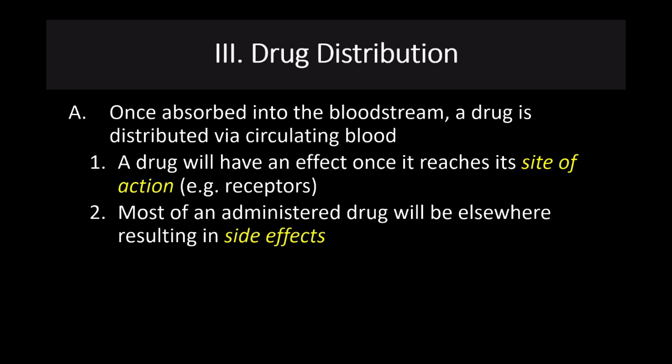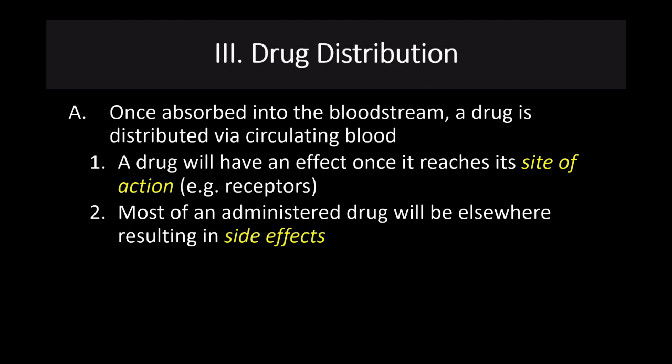So we've been talking in the last lecture about drugs being administered. Now we're going to talk a little bit about how drugs get throughout the body. Once a drug is absorbed into the bloodstream, it's distributed via circulating blood. The drug will then have its effect once it reaches its site of action, which we will talk about as receptors in the brain. That's going to be an important talk we'll have later in terms of how those receptors work.